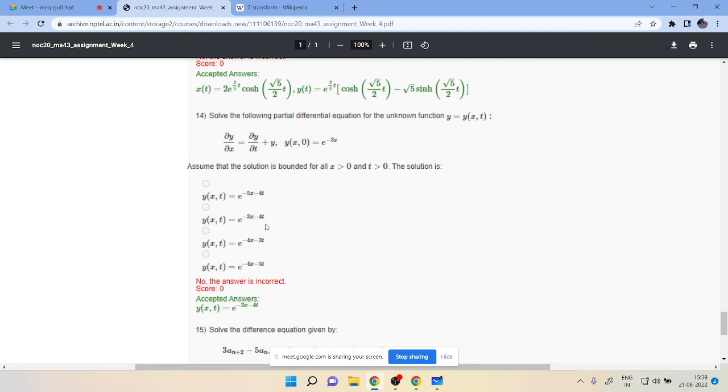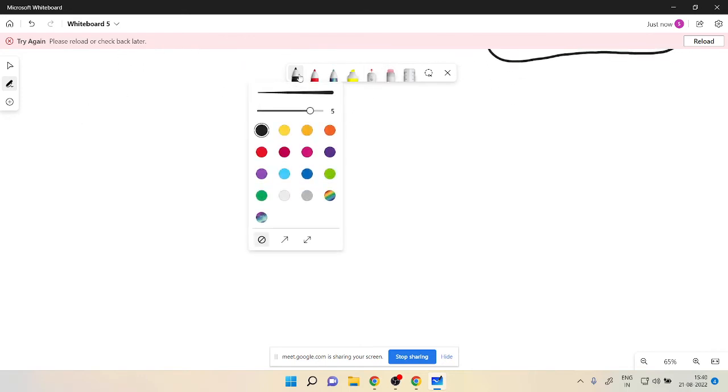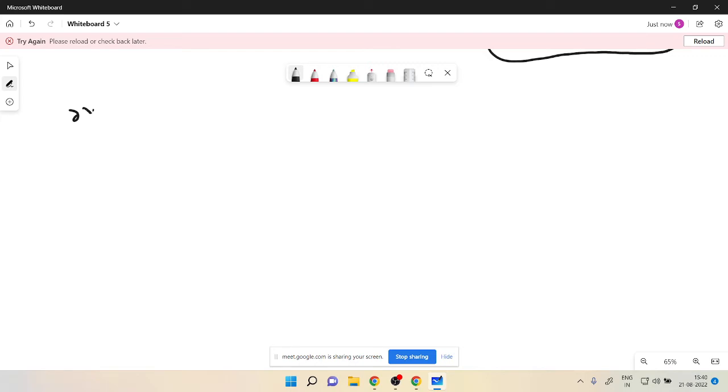Minus 3x is 4t. There's something wrong with the question. Okay, let us try it by the Laplace transform approach also. ∂y/∂x equals ∂y/∂t plus y, with y of x comma 0 equals e to the power minus 3x. Anyone tried this one via the Laplace transform approach after the last tutorial?